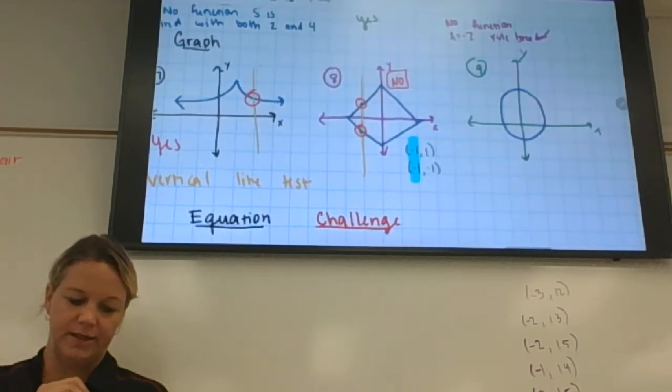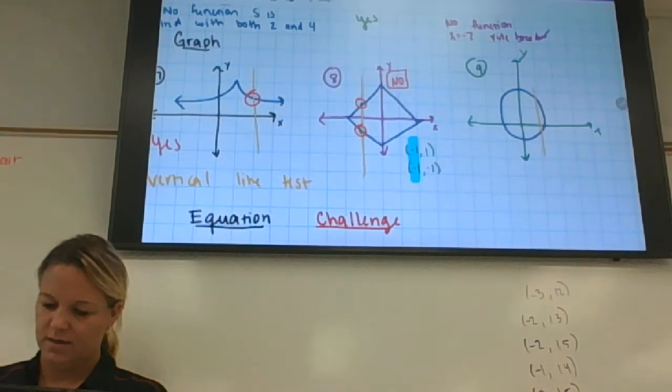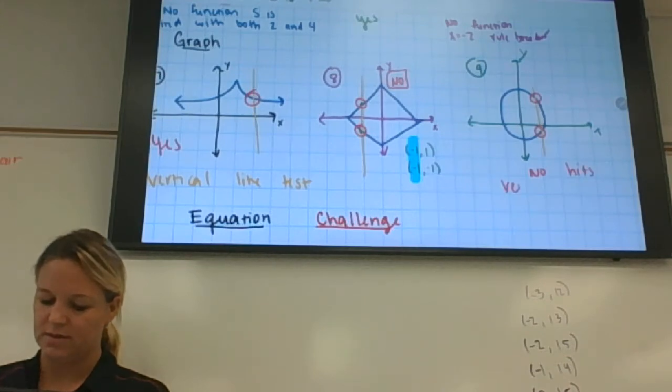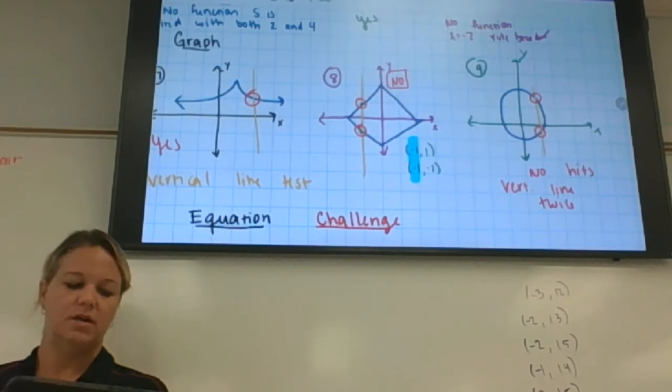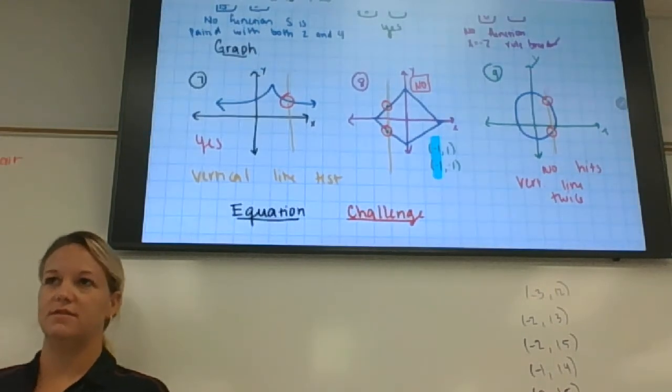And number 9, I'll put a line here. This is also a no. It hits the vertical line twice. All right, questions on 7, 8, or 9, your vertical line tests?